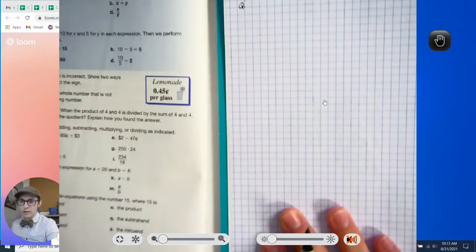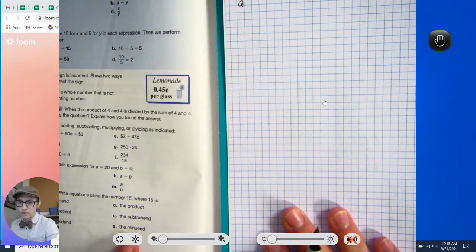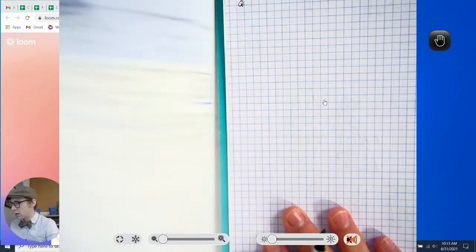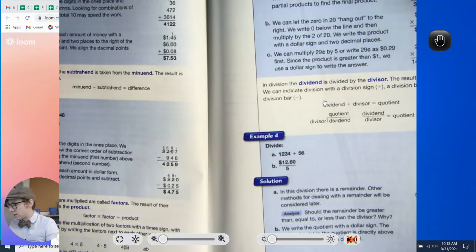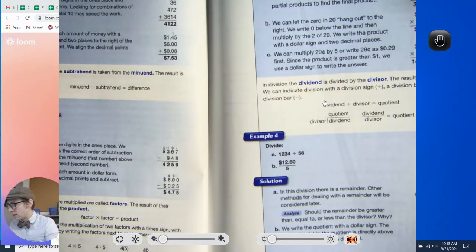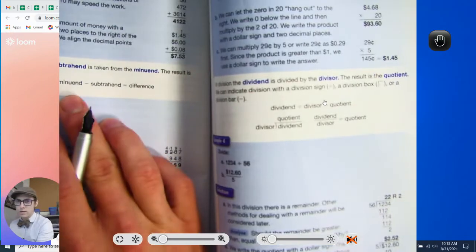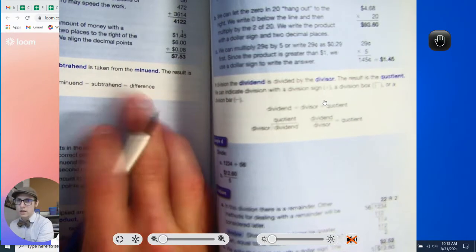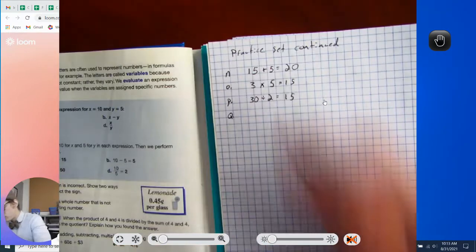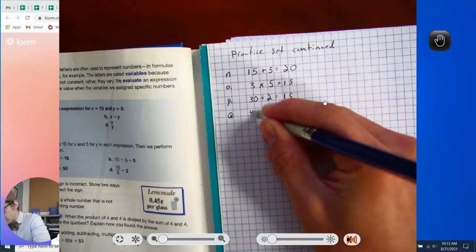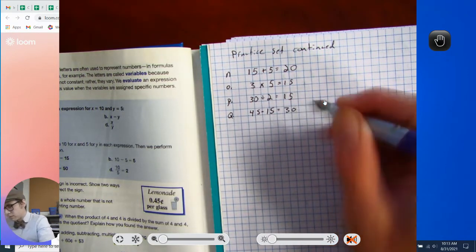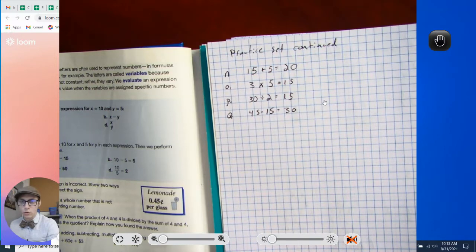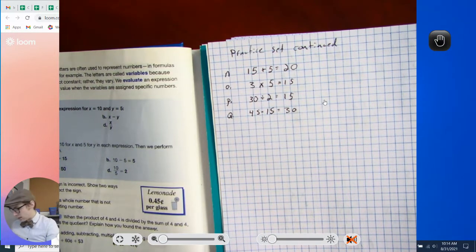the subtrahend, okay, not a word I use often, but it's right here. In subtraction, the subtrahend is taken from the minuend. So minuend is the bigger number, you subtract the subtrahend, and that gives you the difference. So for Q, we'll do 45 minus 15 equals 30. Okay, 15 is your subtrahend.